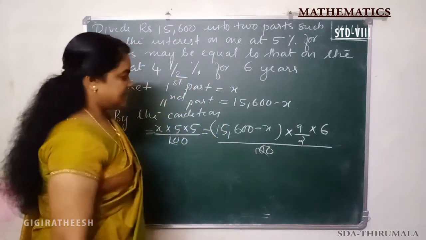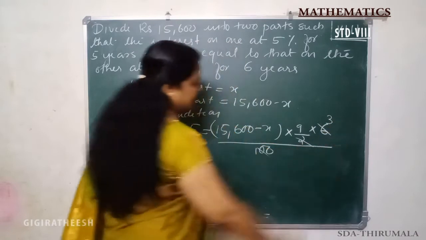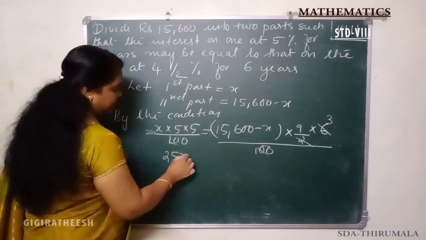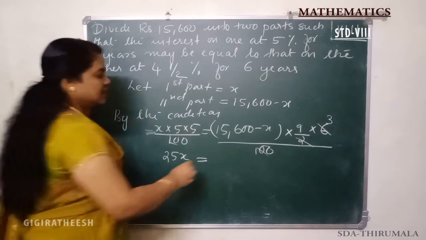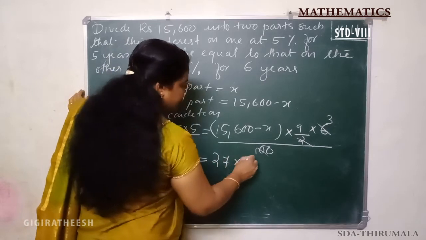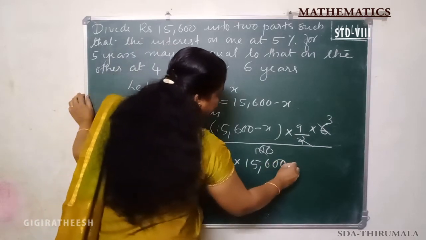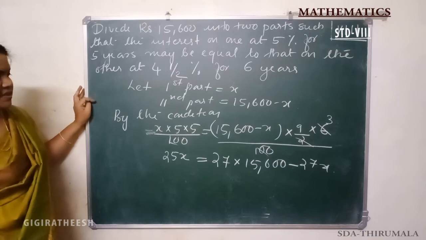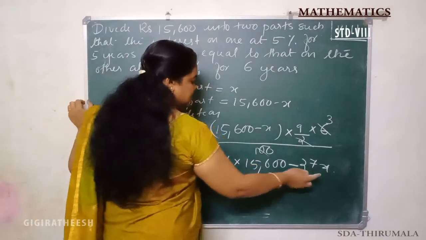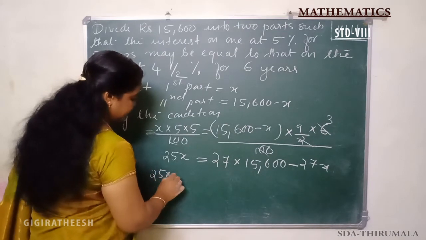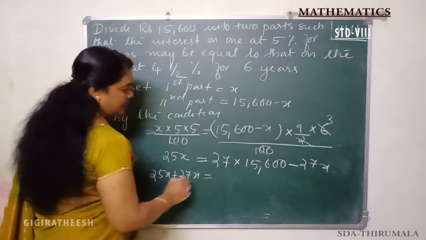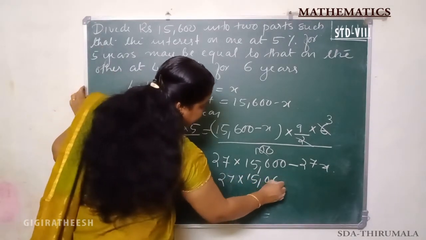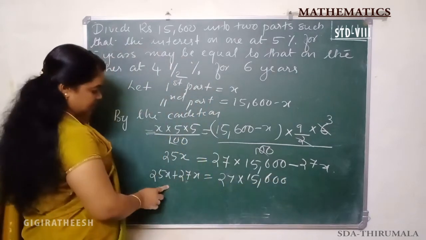This 100 cancels, and here 3 cancels, 6 cancels. We get 25x is equal to 27 into 15,600 minus 27x. Taking this minus 27x to the left side, 25x plus 27x is equal to 27 into 15,600.